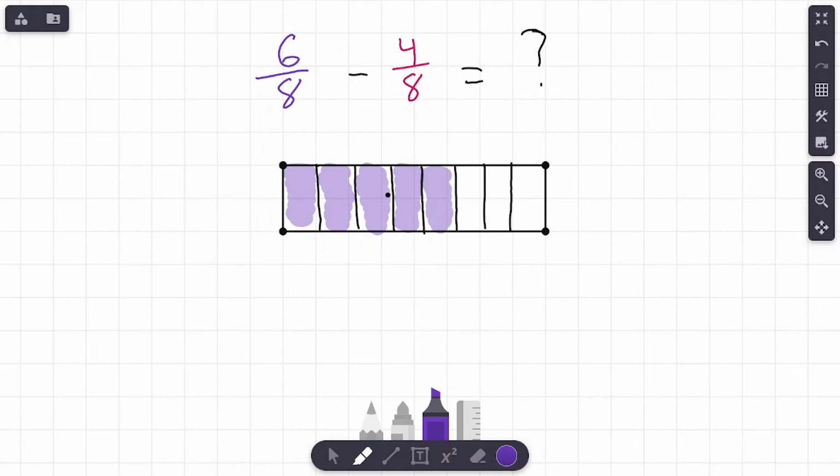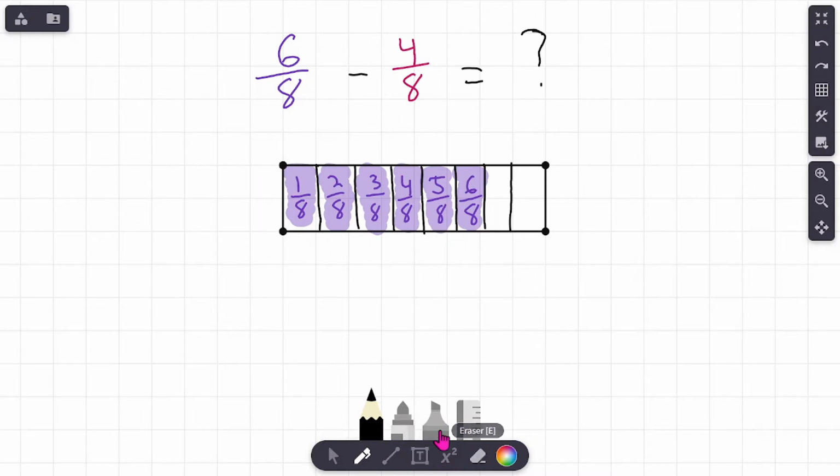I lost count of how many I've colored. 1, 2, 3, 4, 5. I need one more. All right, so we've got 6/8 here. I'll even label it. You don't have to label it. I like to do it just so I can see. Kind of helps me. So I've got 6/8 in our model, and I'm going to be taking away 4/8.